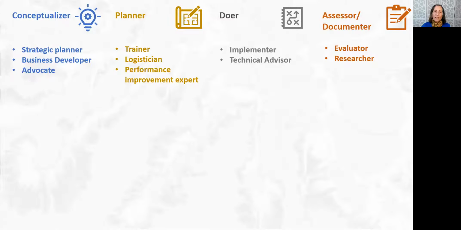The doer phase includes implementers, but they also include technical experts. These are the people we need for technical advising, technical expertise that go hand in hand with the implementers, so that when something's happening in the field, we know that we're giving the best technical advice possible. And finally, the assessor documenters are usually evaluators or researchers.